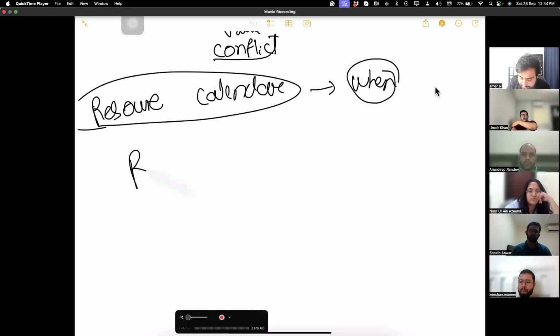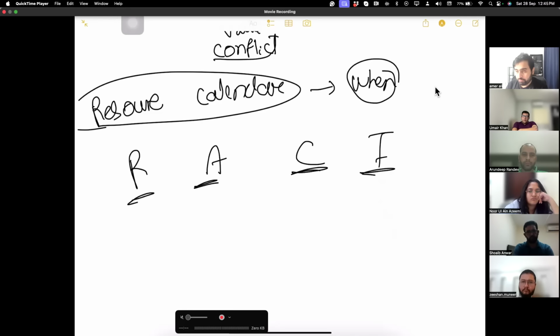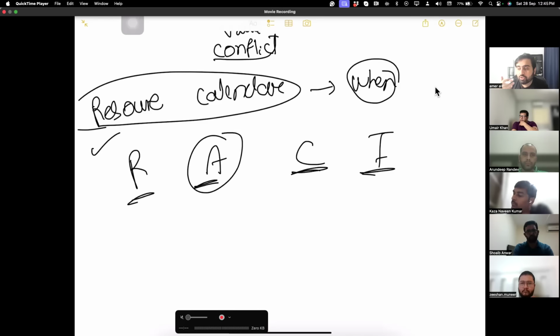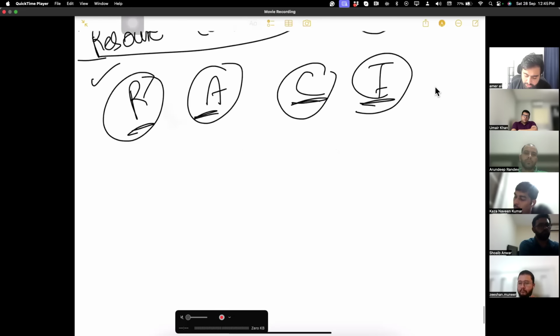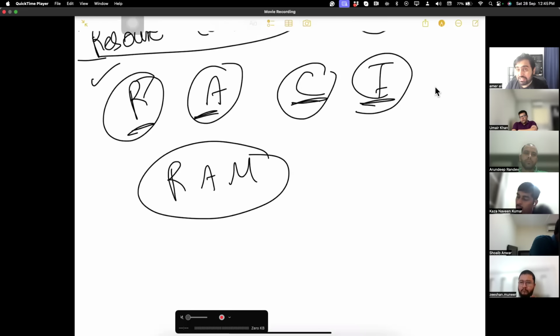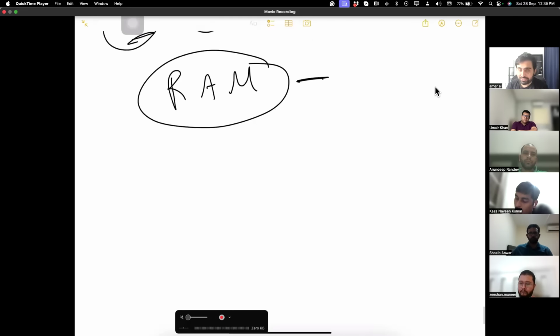Then you have a RACI matrix. Who is responsible? Who is accountable? Whom to consult? Whom to inform? Responsible is the one who is doing. Accountable is the one whose sign-off is there. At the end of the day, he's going to be asked is it done or not done. Consult, talk to him. Inform, maybe FYI. Some organizations only use the responsibility part and we get a responsibility assignment matrix. Okay. So all these things are happening when you are acquiring the resources.